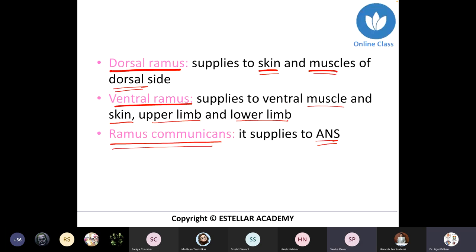Ma'am, which slide are you showing presently? Dorsal ramus, ventral ramus, clear? Any doubts to anyone there? Come on, quickly.